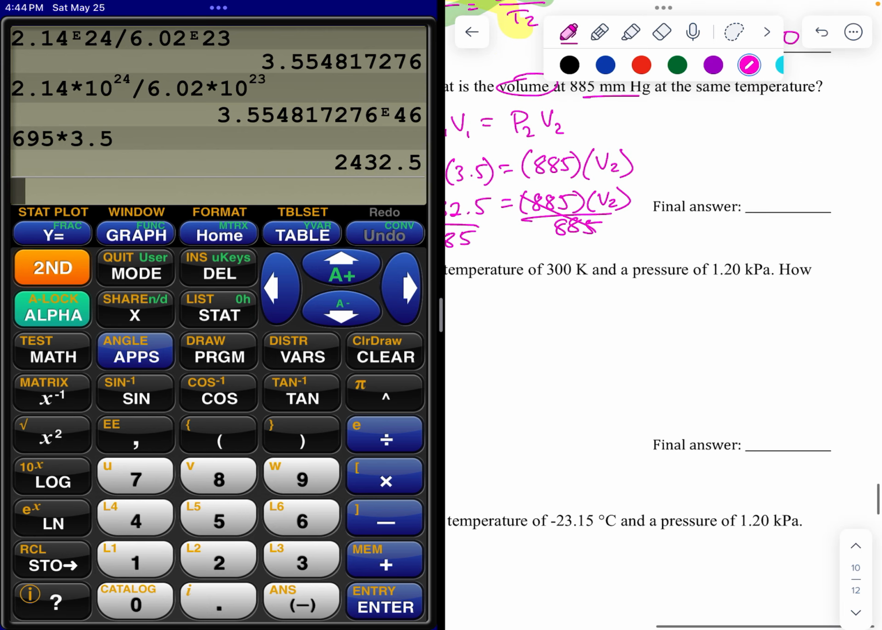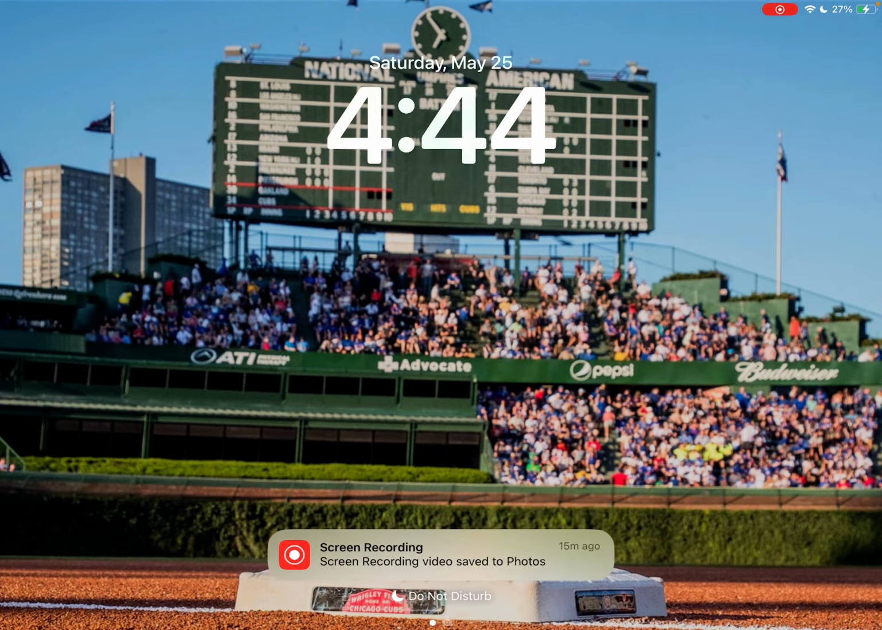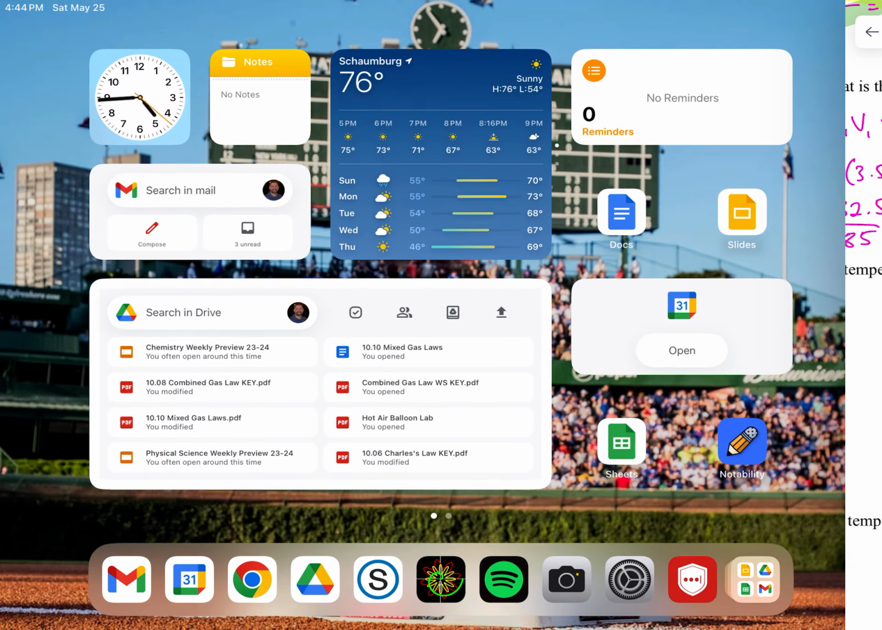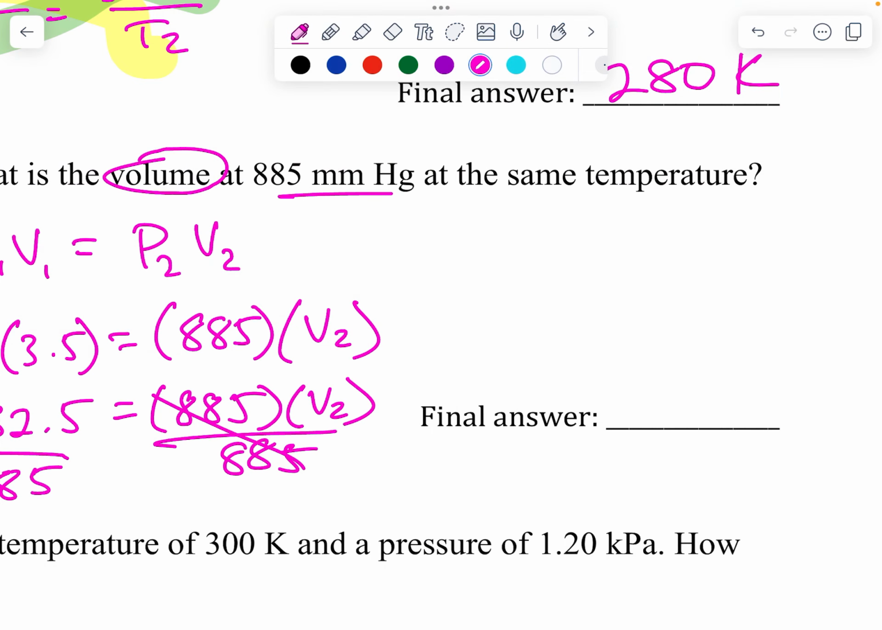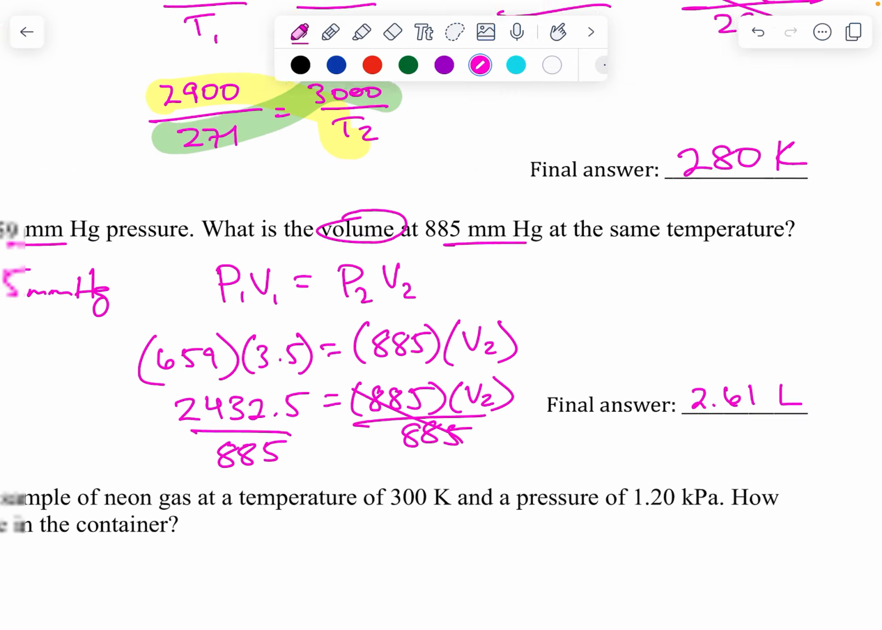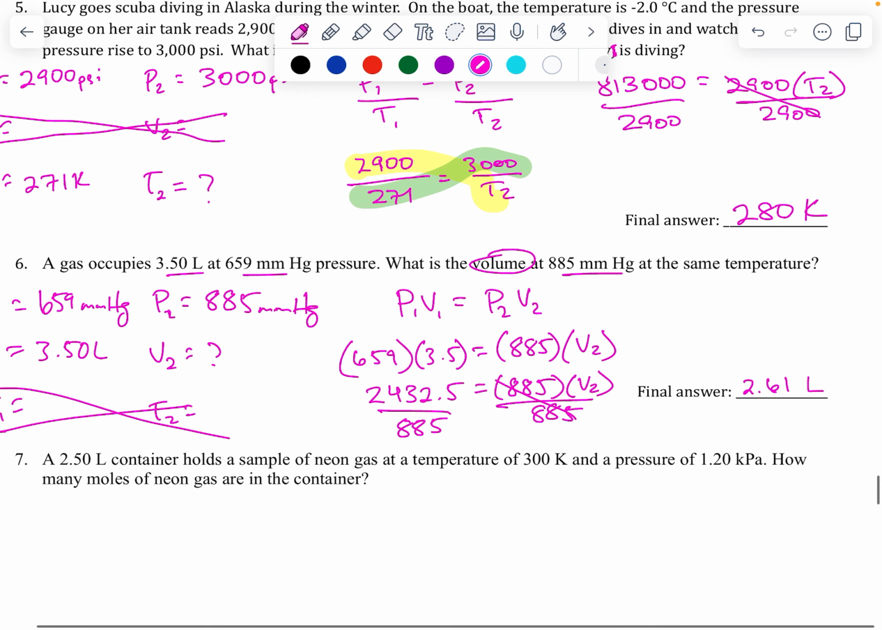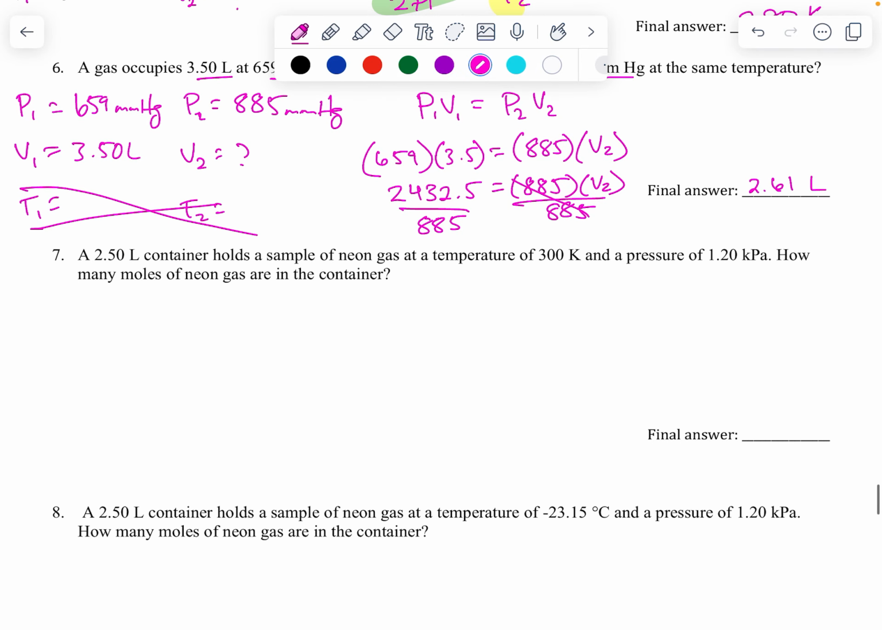And our final answer should be... Come on. Our final answer should be, I believe, 2.61 liters. And does that make sense? Because it's Boyle's and it's pressure and volume, those are indirect. So as our pressure increased, we see our volume went down. That checks out.